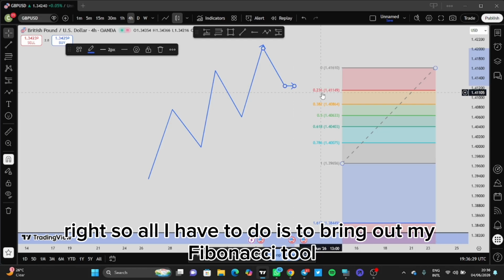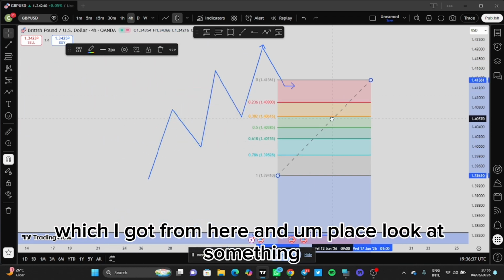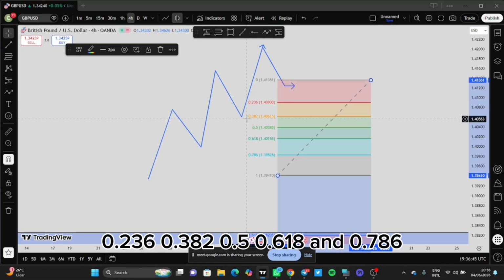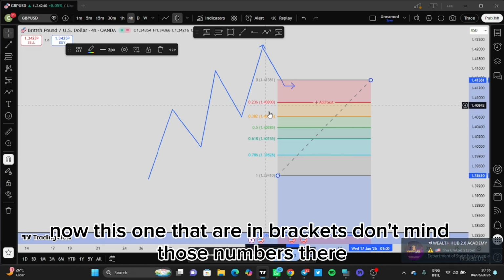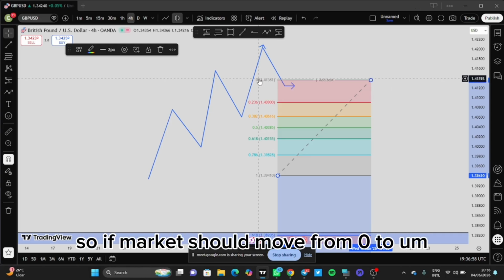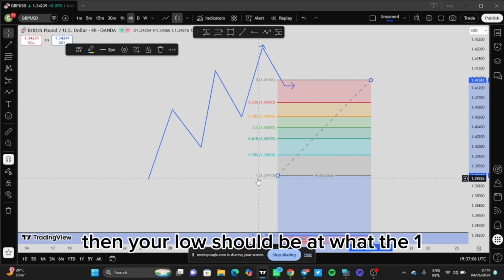So all I have to do is to bring up my Fibonacci tool, which I got from here, and look at something. You will see that there are figures on my Fibonacci tool. We have the 0, 0.236, 0.382, 0.5, 0.618, and 0.786. Now, the numbers in brackets, don't mind those numbers. So if market should move from 0 to 1, which means your high should be at 0, then your low should be at what? The 1.